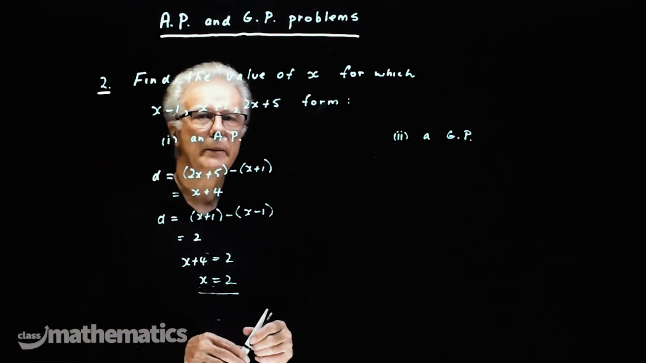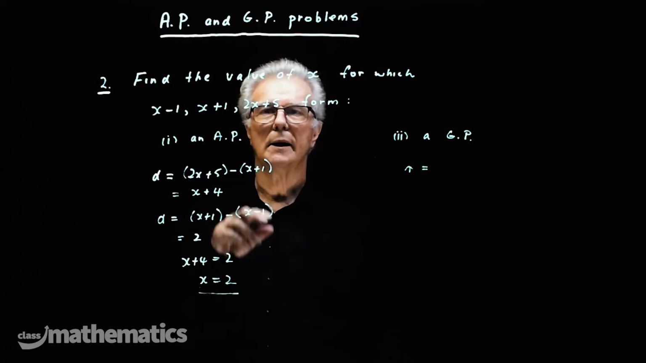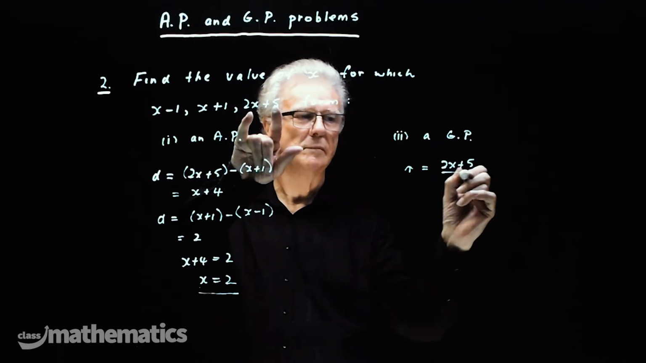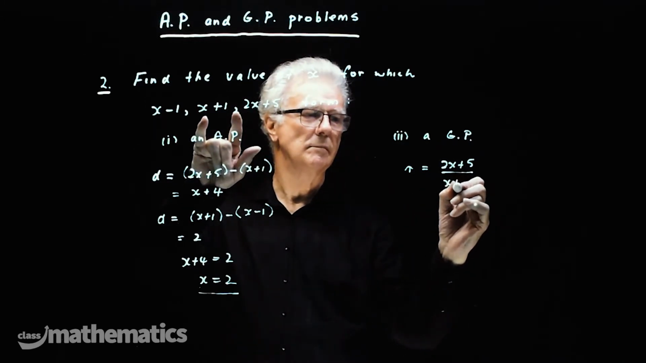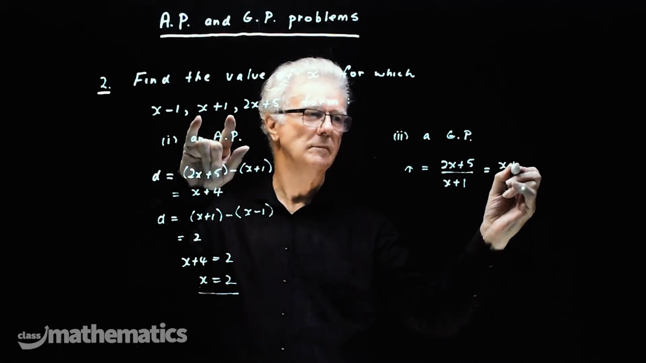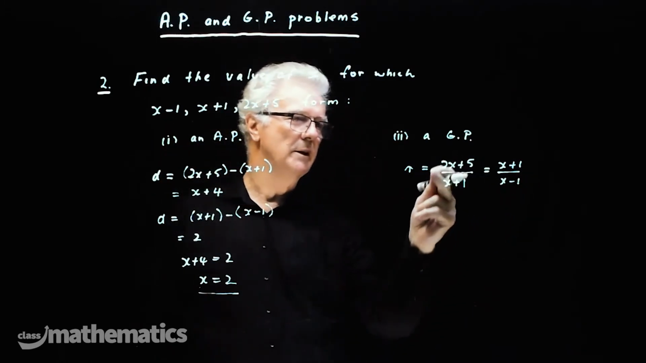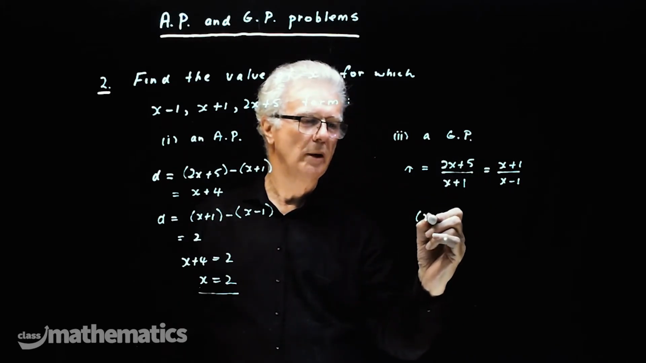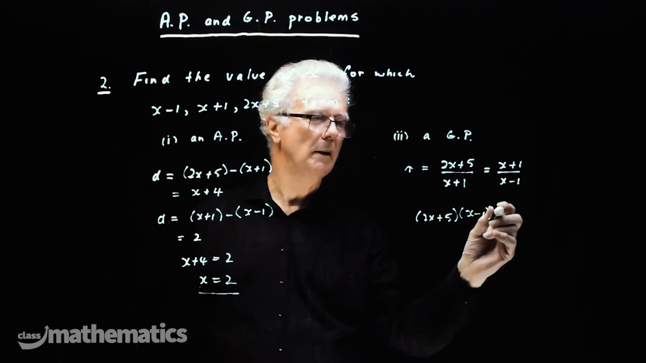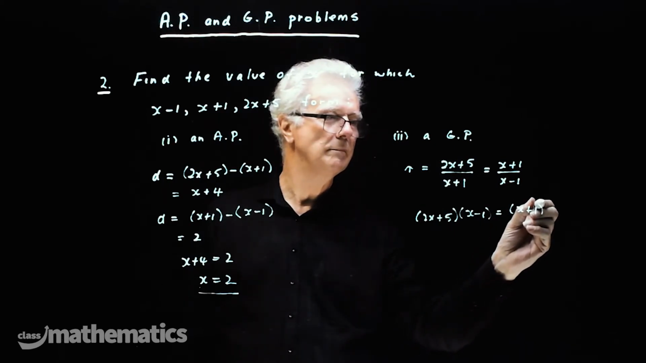The GP one's a little bit harder because we're looking at the common ratios. So the common ratio is equal to (2x plus 5) over (x plus 1), and that's equal to (x plus 1) over (x minus 1). Now solving this, we'll cross multiply and we'll get (2x plus 5) times (x minus 1) equals (x plus 1), well, that'll be all squared, won't it?